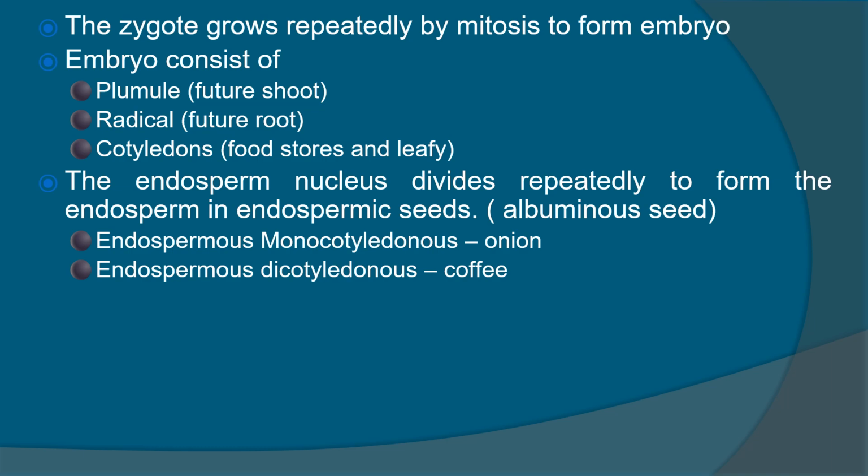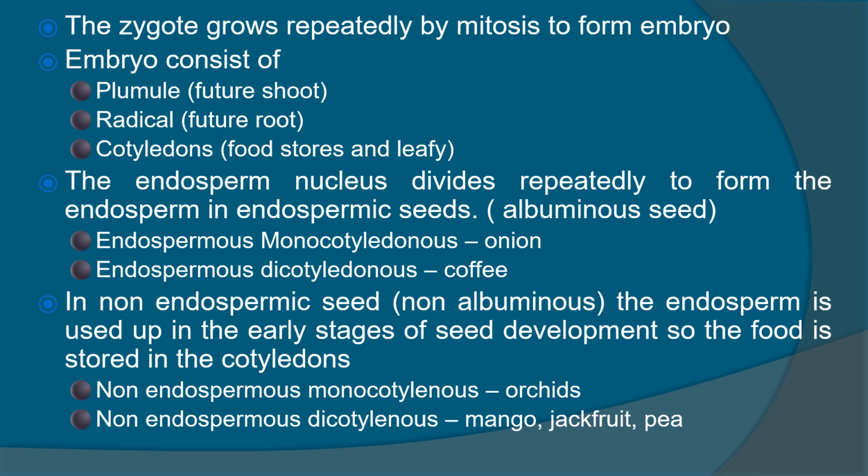Endospermous monocotyledons, example is onion. Endospermous dicotyledons, example coffee. In non-endospermic seeds, the endosperm is used up in the early stages of seed development, so the food is stored in the cotyledons. Non-endospermous monocotyledons, example is orchid. Non-endospermous dicotyledons, example mango, jackfruit and pea.